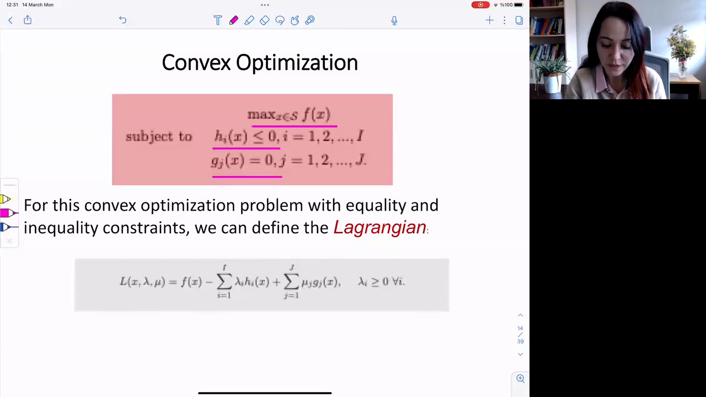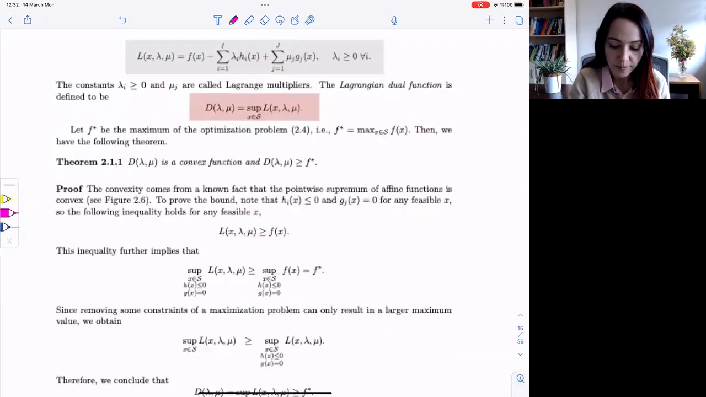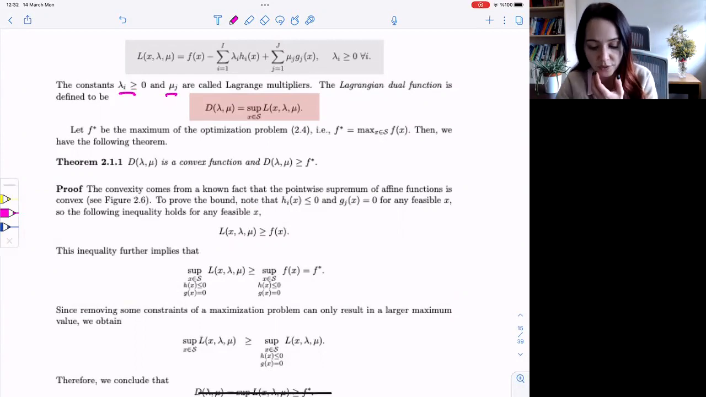Okay, now for this convex optimization problem, we can define the Lagrangian as the following. Lagrangian is the function f of x minus the summation of some parameters lambda i times h sub i of x for each of the inequality constraints h sub i, and summation mu sub j times g sub j over all the equality constraints. Now, the constants lambda i and mu j are called Lagrange multipliers.